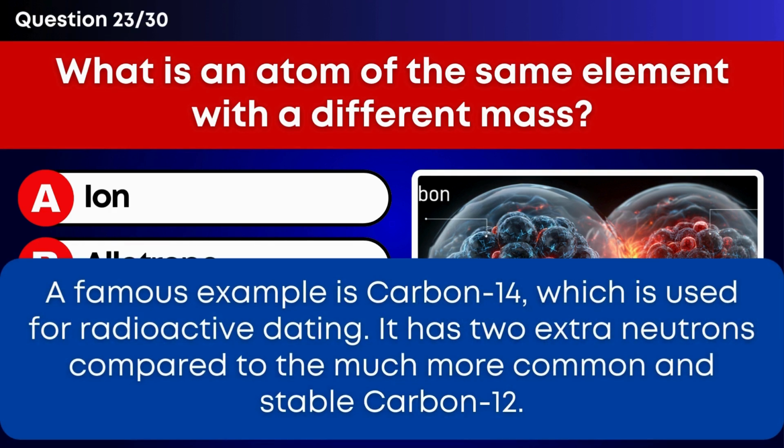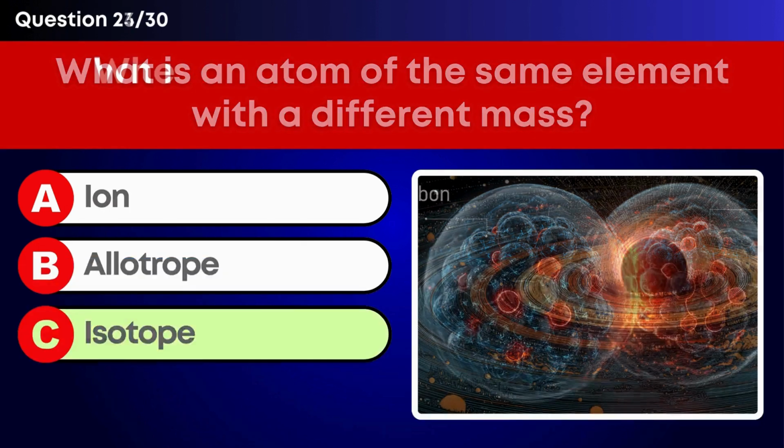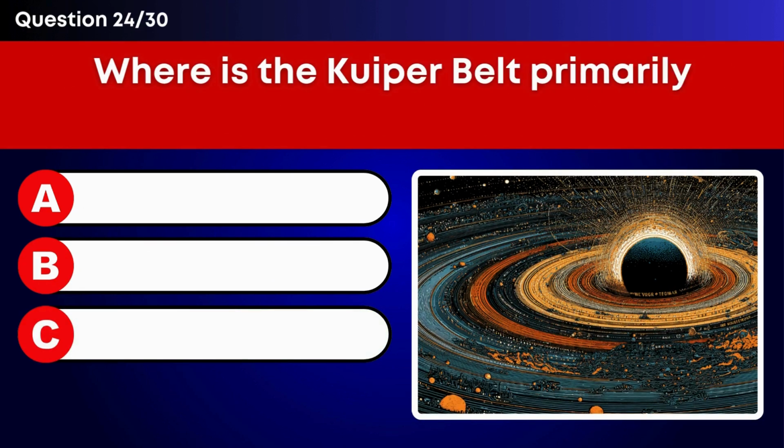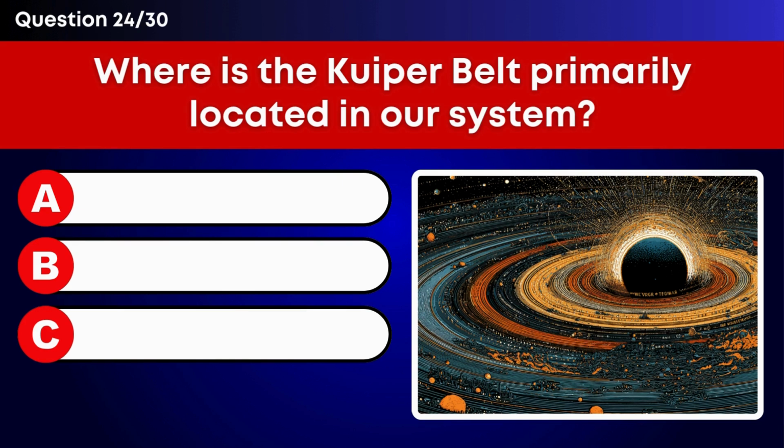Isotope. A famous example is carbon-14, which is used for radioactive dating. It has 2 extra neutrons compared to the much more common and stable carbon-12. Where is the Kuiper belt primarily located in our solar system?